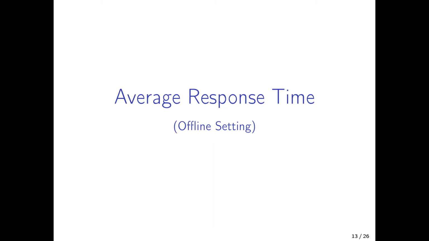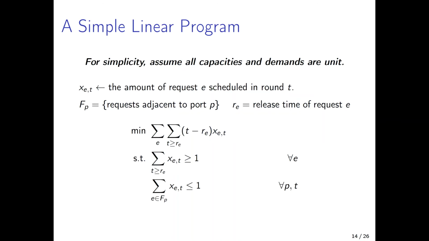We now discuss optimizing the average response time metric in the offline setting. In this section, we assume for simplicity that all port capacities and all request demands are unit. We formulate a simple linear program that serves as the basis for the linear program formulation we actually use. In this program, the variables x_{e,t} again indicate the amount of request e scheduled in round t. F_p is the set of requests adjacent to port p, and R_e is the release time of request e. The objective function corresponds to the average response time of the solution. The first constraint states that each request must be entirely scheduled, and the second constraint states that the total demand on any port at any time is at most 1.